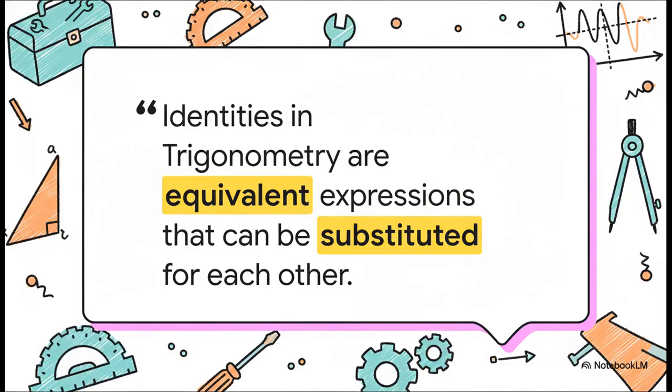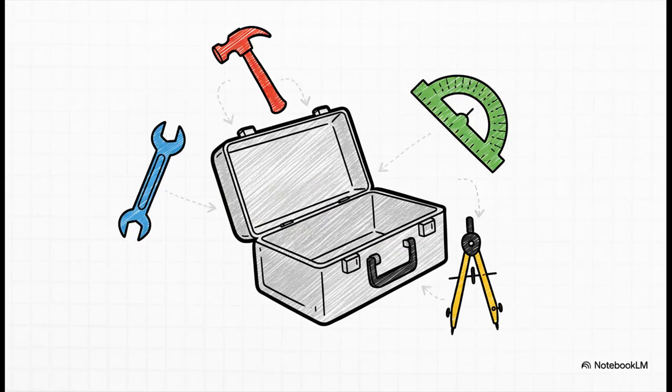I love this quote because it puts it in really practical terms. Think of identities as different names for the same thing. They tell us that two expressions that look totally different are actually identical. And that means we can swap them out anytime we want to make our lives easier. And that's exactly what we're going to do right now. We're going to build our very own trigonometric identity toolbox. We're going to stock it up with the most important identities.